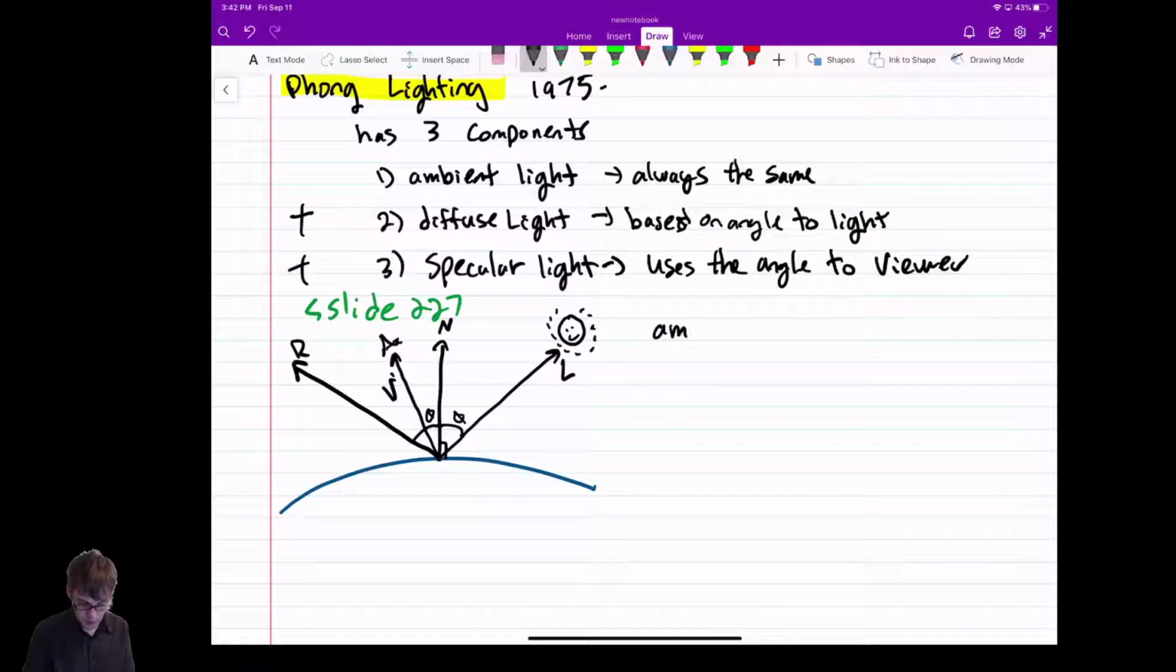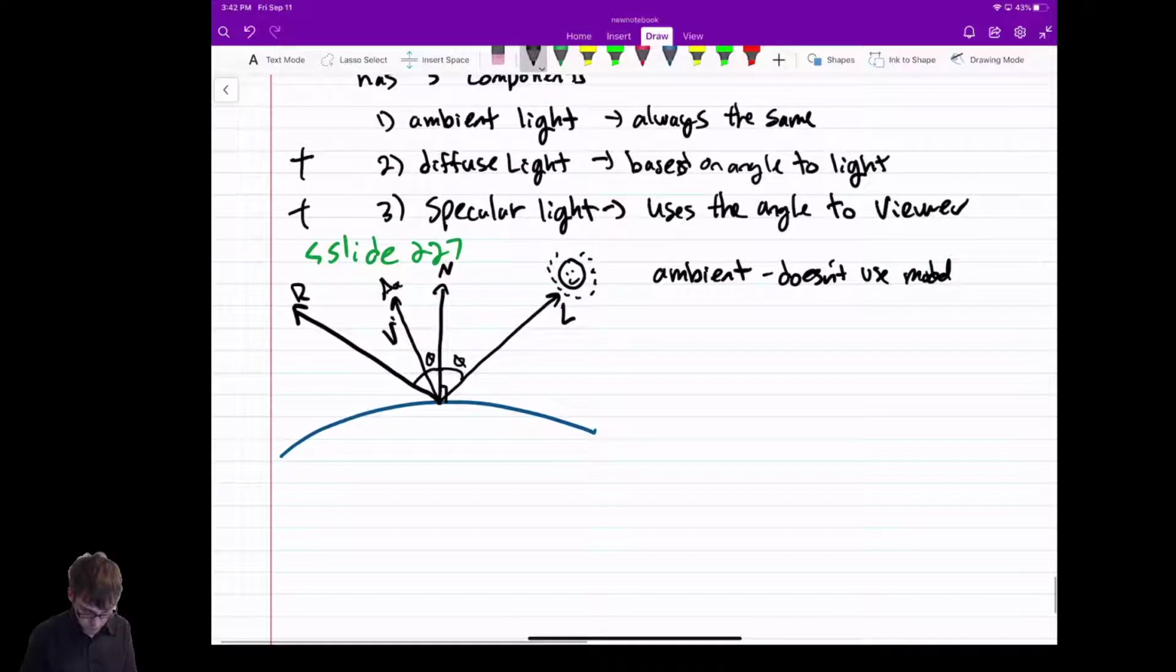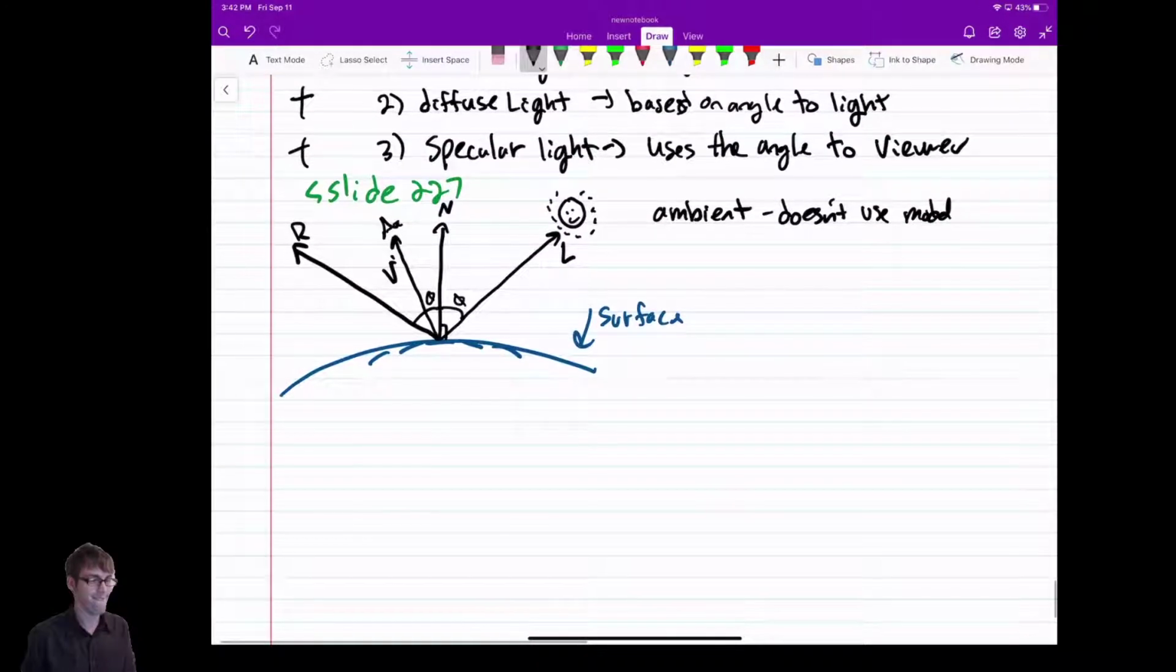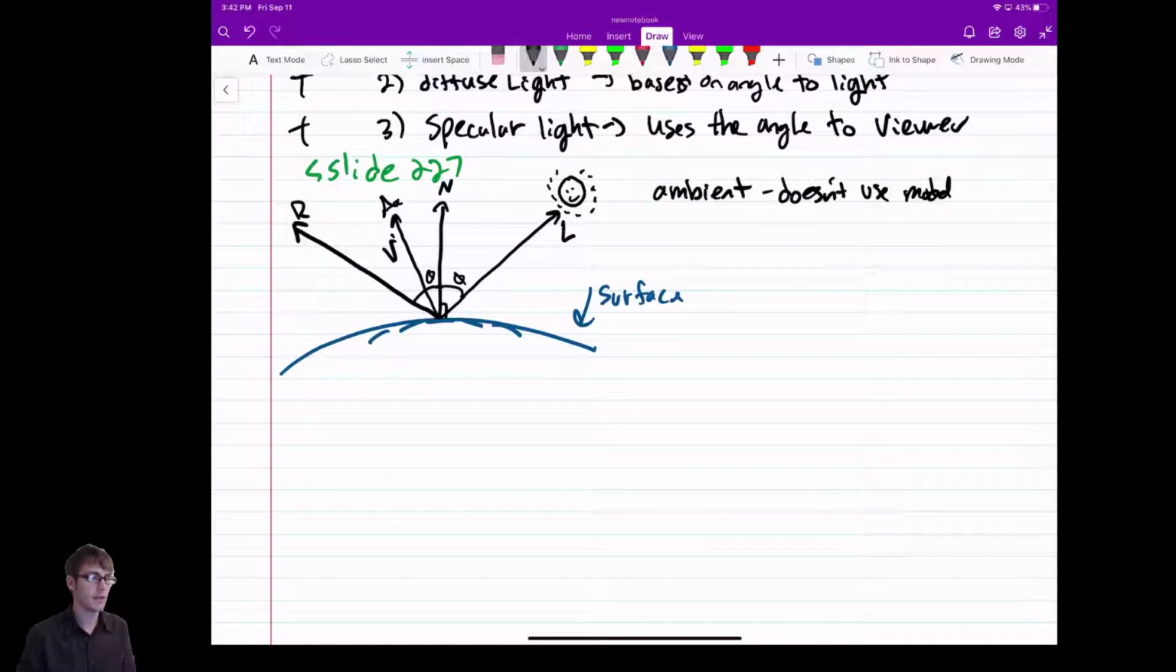So first of all, how do we do ambient light? Ambient light is the easiest. It just doesn't use our model at all. Ambient light's easy. We just add the amount in. You've been doing that already. Put 0.3 blue in. That's your ambient light. I should probably label this. This is my surface. And you can imagine having triangles here, right? So that ambient's the easy part.